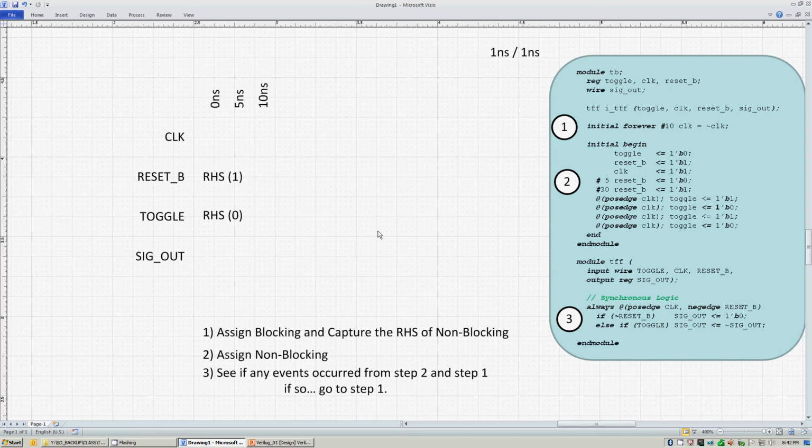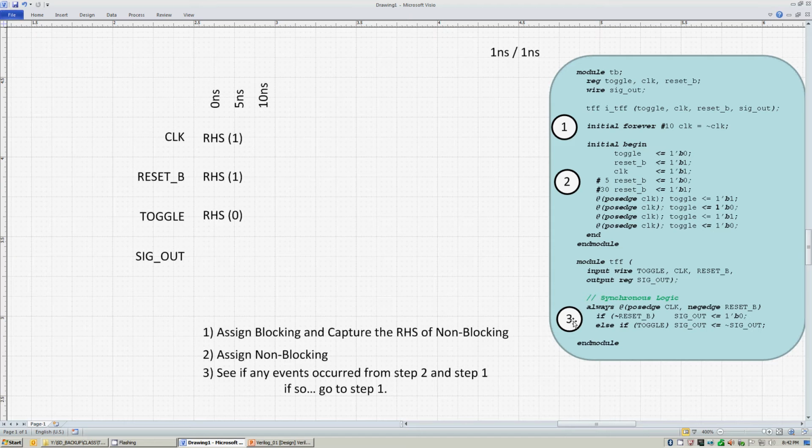So what happens then is clock, we also grab the right-hand side. Now we've come down to this step here, pound 5. We can't do anything in the current time slice because this assignment cannot occur until 5 nanoseconds later. So at this point, we've done all we can for step 1, and this process waits.